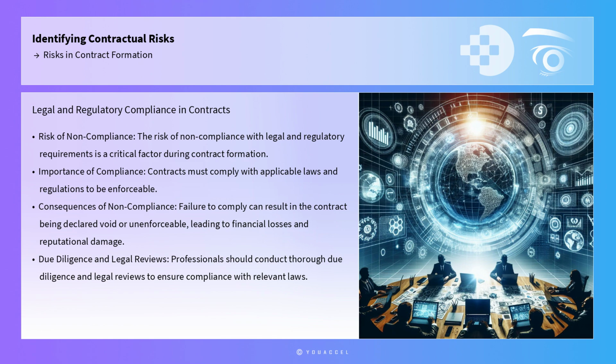The risk of non-compliance with legal and regulatory requirements is another critical factor to consider during contract formation. Contracts must comply with applicable laws and regulations to be enforceable. Failure to do so can result in the contract being declared void or unenforceable, leading to financial losses and reputational damage. Professionals should conduct thorough due diligence and legal reviews to ensure compliance with relevant laws. Utilizing compliance management frameworks, such as the Regulatory Compliance Checklist, can aid in identifying applicable regulations and ensuring that the contract adheres to them. This checklist should include a review of industry-specific regulations, local laws, and international standards that may impact the contract.